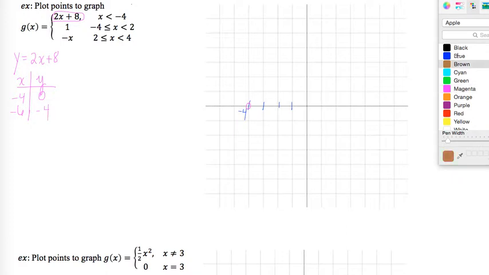1, 2, 3, 4. So it looks like it goes through negative 6, negative 4, so it goes down like that. Okay, so that's the part of the graph y equals 2x plus 8, but I've only graphed it for x values that are less than negative 4. So imagine kind of a vertical line right here where my cursor is. Right, x less than negative 4 means everything to the left of this over here.